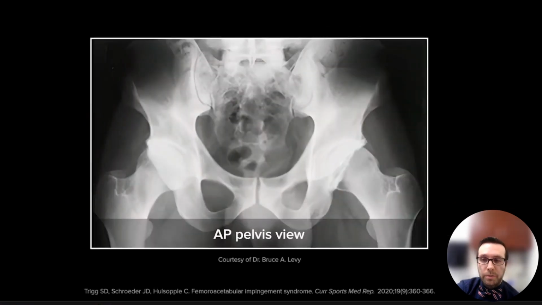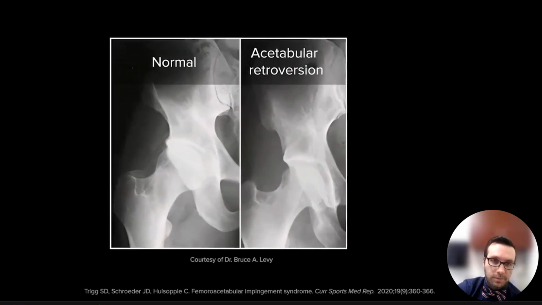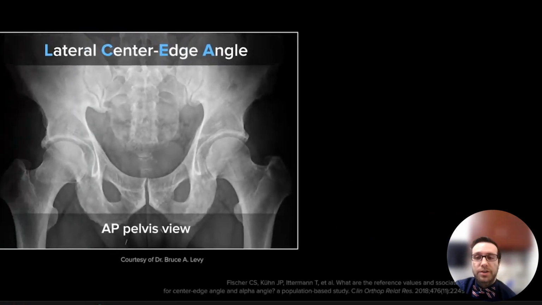For pincer deformities, we can look at an AP view to look for signs of focal and global overcoverage. Retroversion can be identified with a crossover sign, where the posterior and anterior walls intersect. The lateral center edge angle can also be used, which is the angle between the vertical axis and the line between the rim and the center of the head.